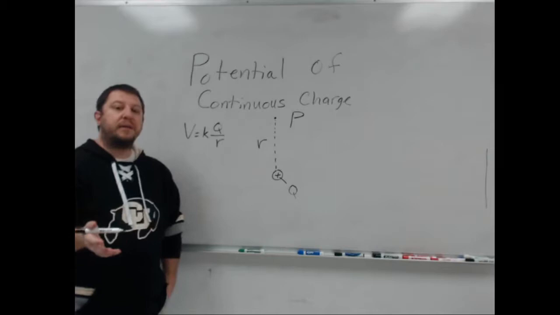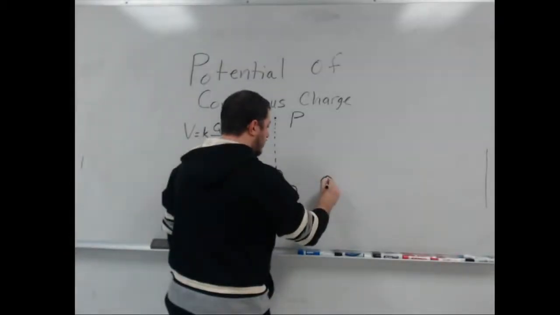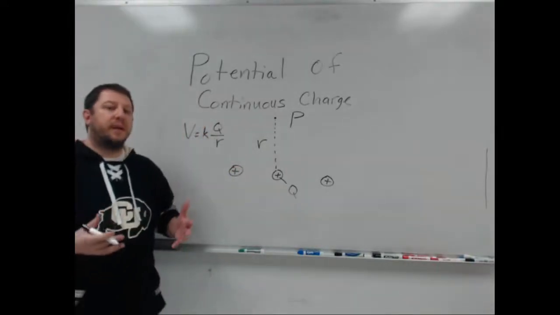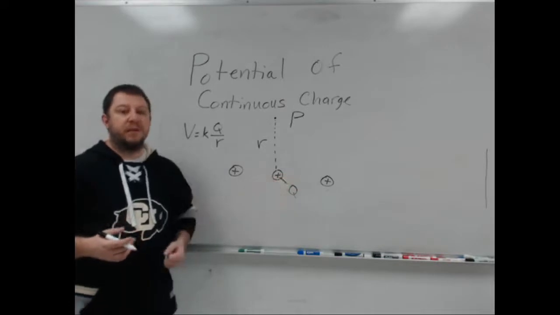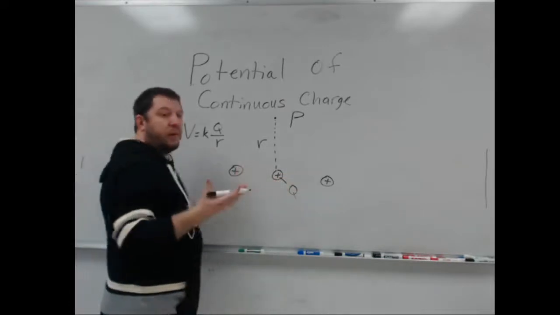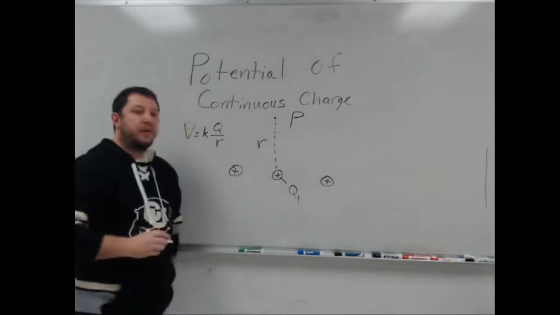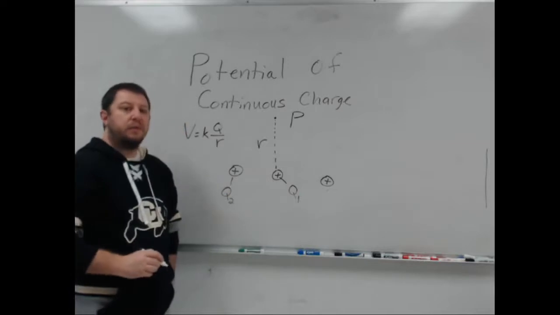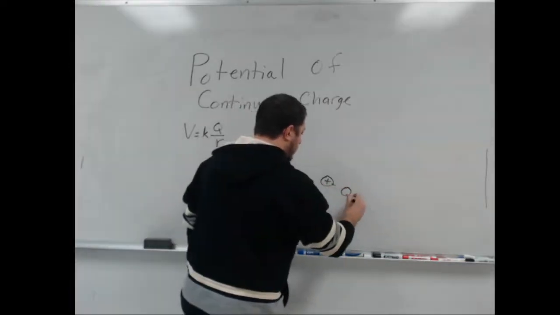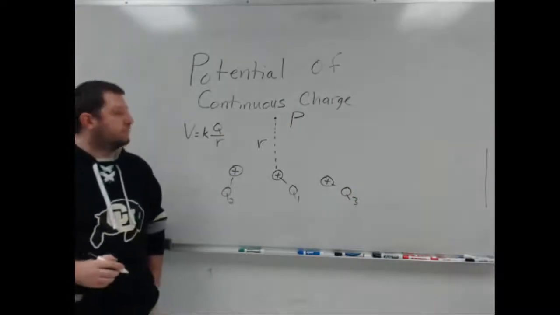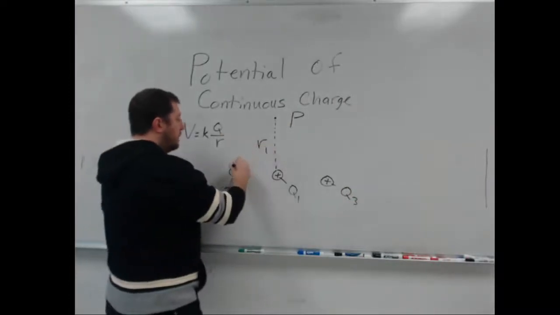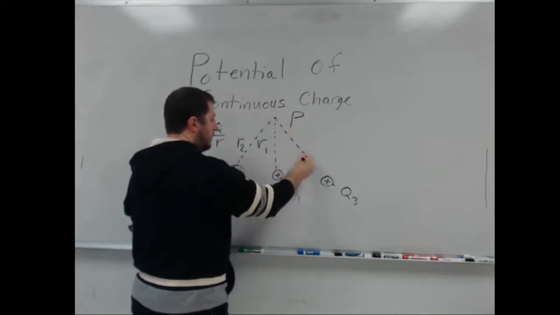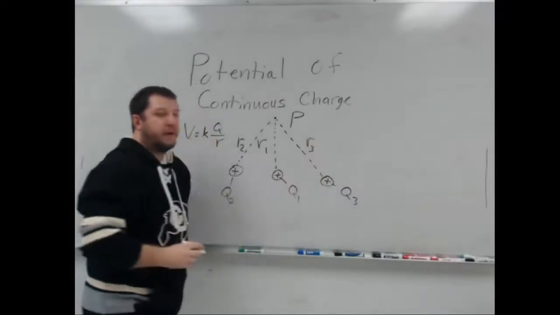But what happens if I add more charges and I now want to calculate the potential from this distribution of charges? Well, one way to do it is to label this one Q1. We can label that Q2. And we'll label this Q3, and we'll label this R1, we'll label this R2, and we'll label this R3.